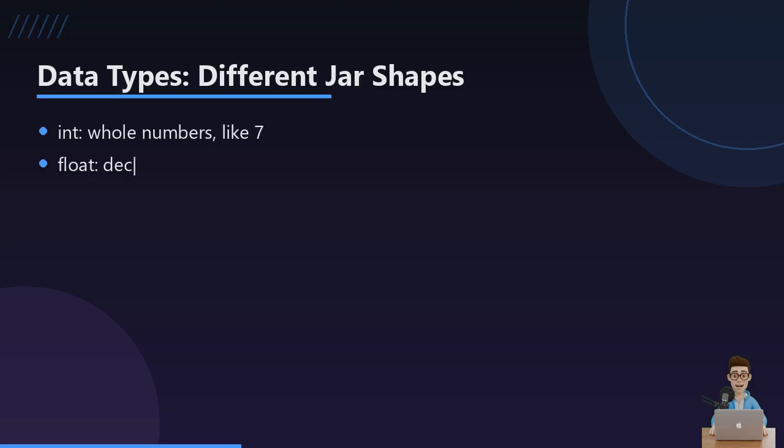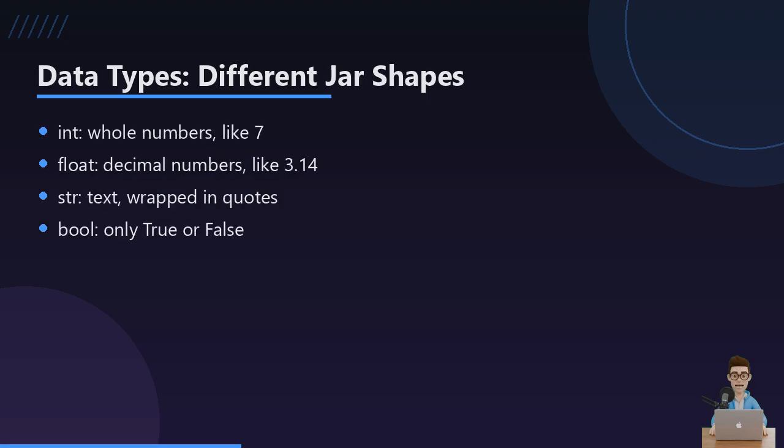So here is the trick. Every jar has a shape that fits what you put in it. Whole numbers are called integers, decimals are called floats, text is called a string, and a simple yes or no is called a boolean. You might wonder why this matters. It matters because Python treats each shape differently when you do math or comparisons on it. In short, the type just describes what kind of value is sitting inside your variable.